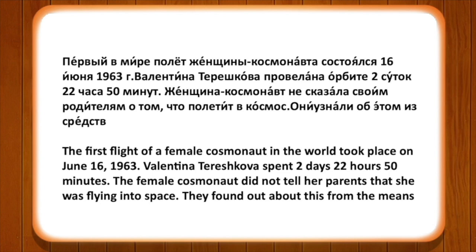Женщина-космонавт не сказала своим родителям. Не сказала кем? Своим родителям о том, что полетит в космос. Here again it's a good example of the construction of the творительный падеж. Они узнали об этом. Они узнали. They got to know. Узнать. О ком? О чем. So it's a good example where we have used the preposition. Об этом. About this.